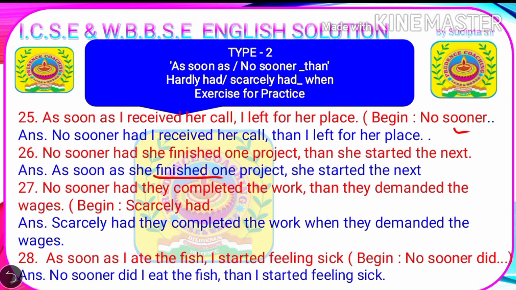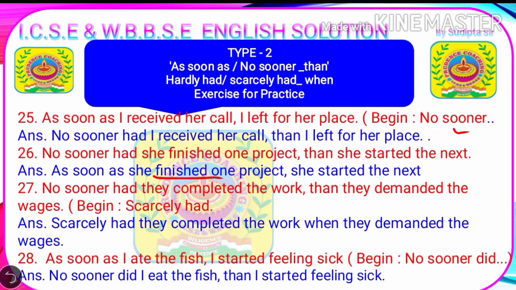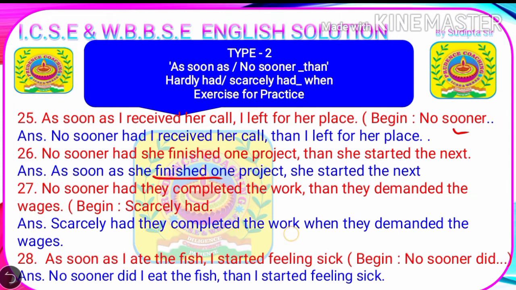Number 27. No sooner had they completed the work than they demanded the wages. Begin with scarcely had. Answer. Scarcely had they completed the work when they demanded the wages. So scarcely had is associated with when.